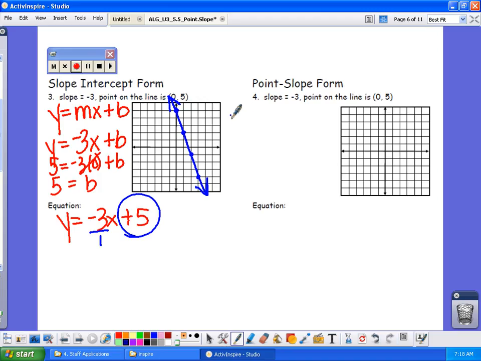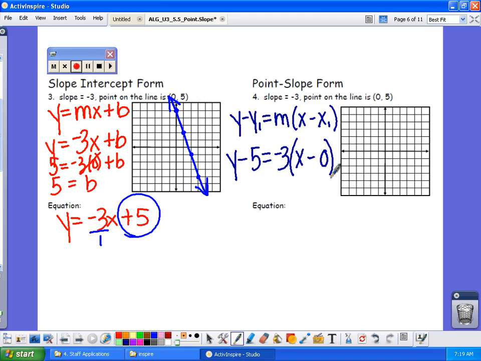For point-slope, it is y - y1 = m(x - x1). Now watch how easy this is. Remember that in an equation you always need the y value and the x value. So y minus, in my point, what's the y value? 5. My slope is already given, it's -3. x minus, and the x1 value from the point is 0.